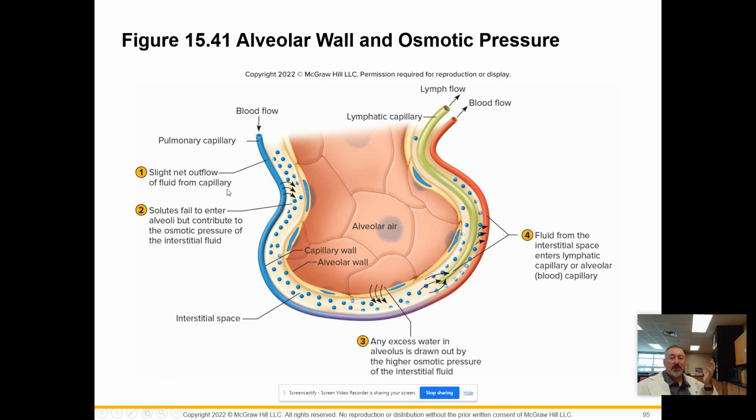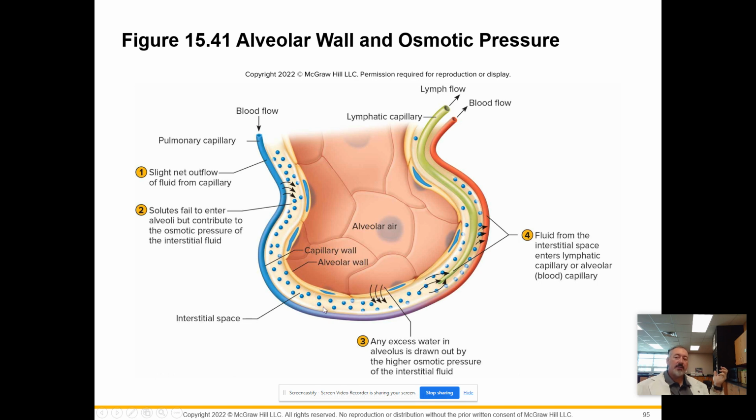This interstitial fluid is also going to be an important part of drawing those blood gases, the gases from the alveoli, into this area, and any bit of water as well, because of the colloid osmotic pressure that's going to be here.